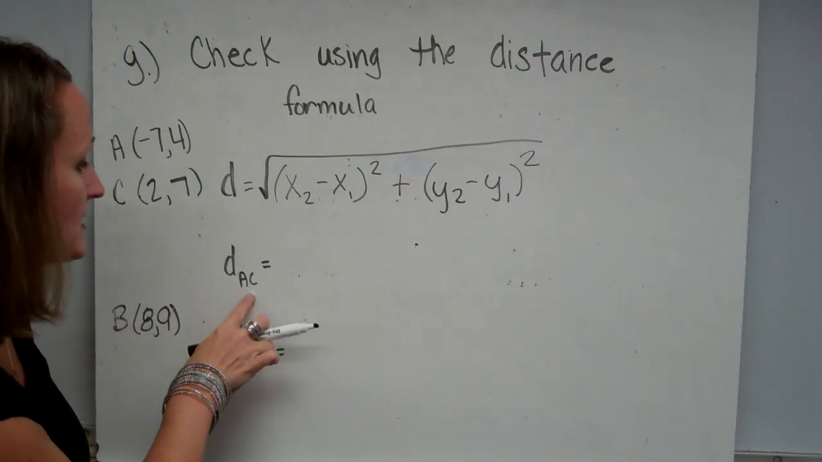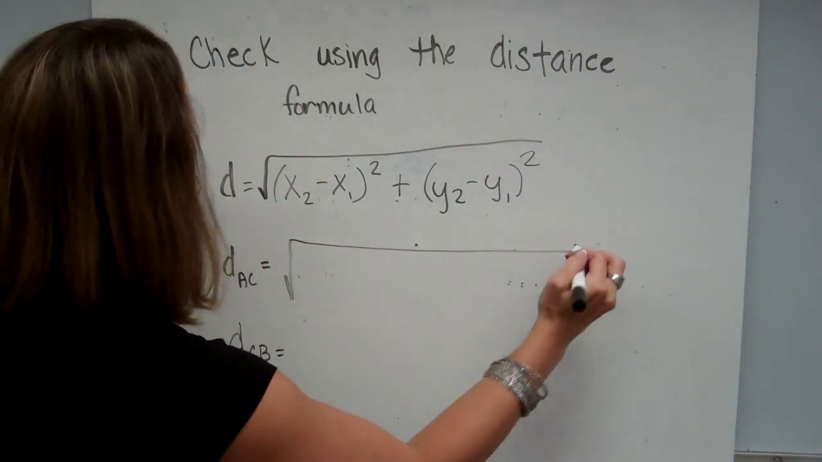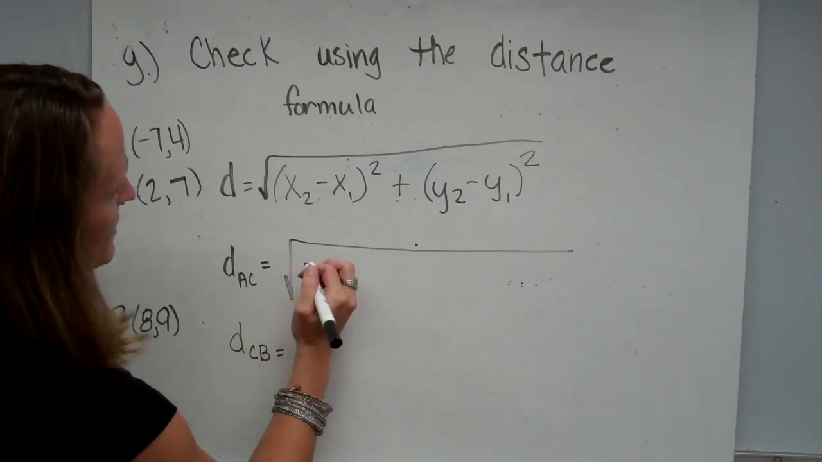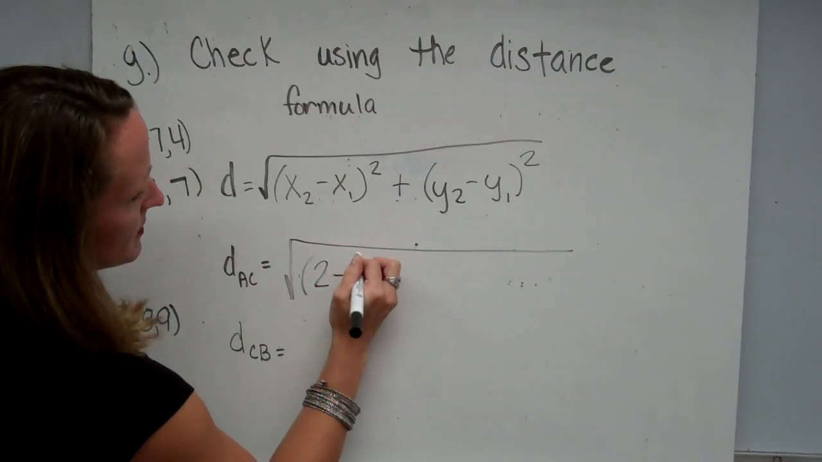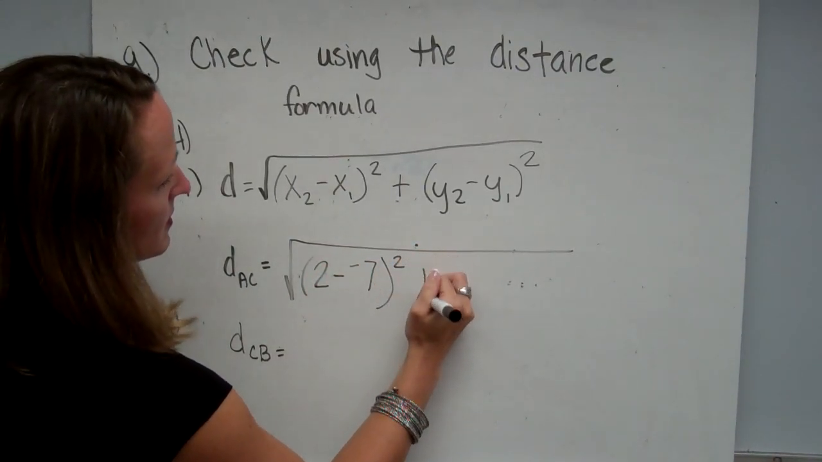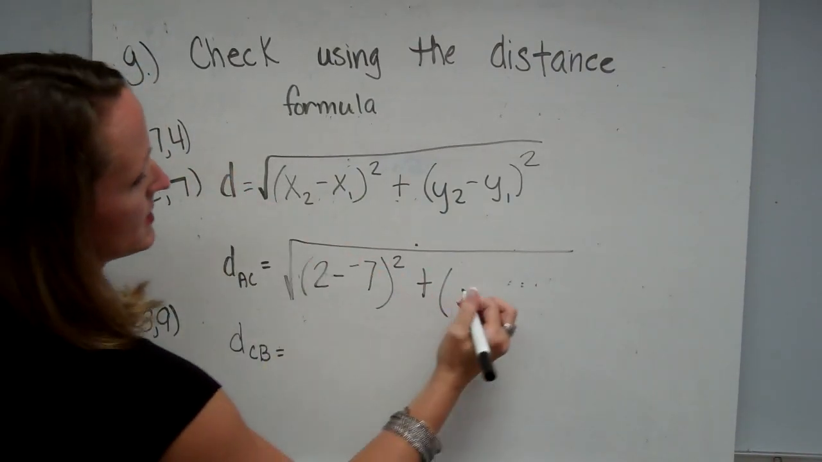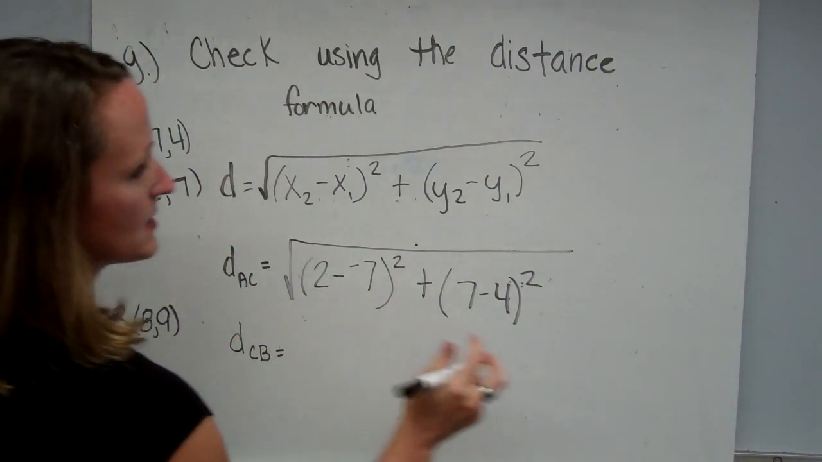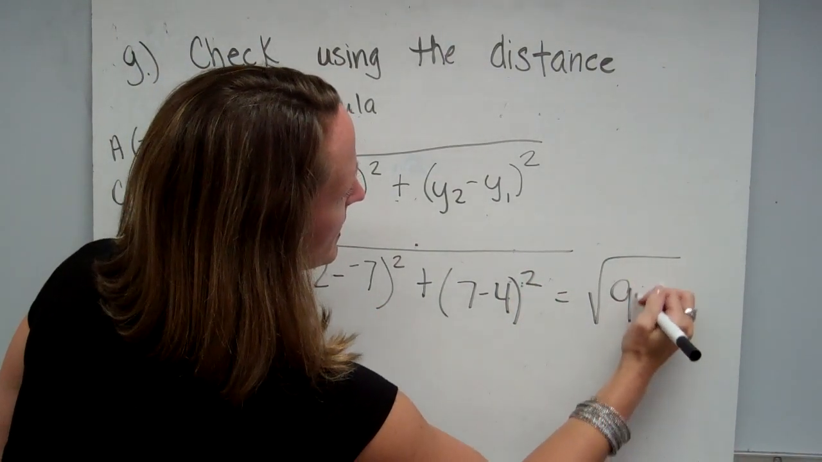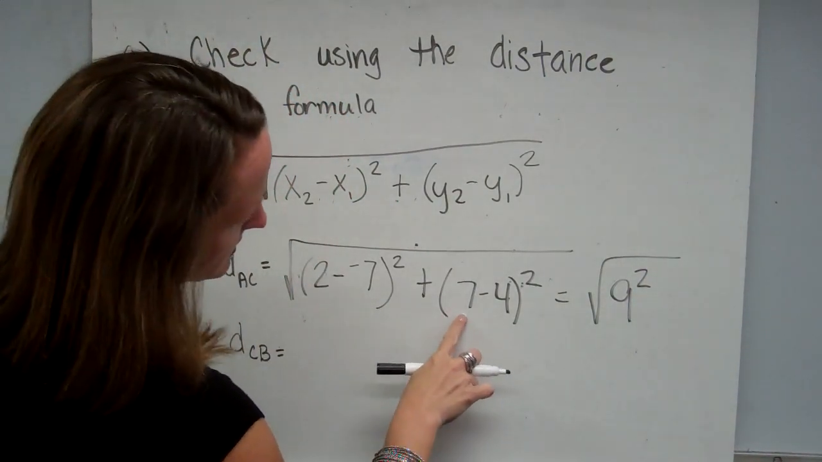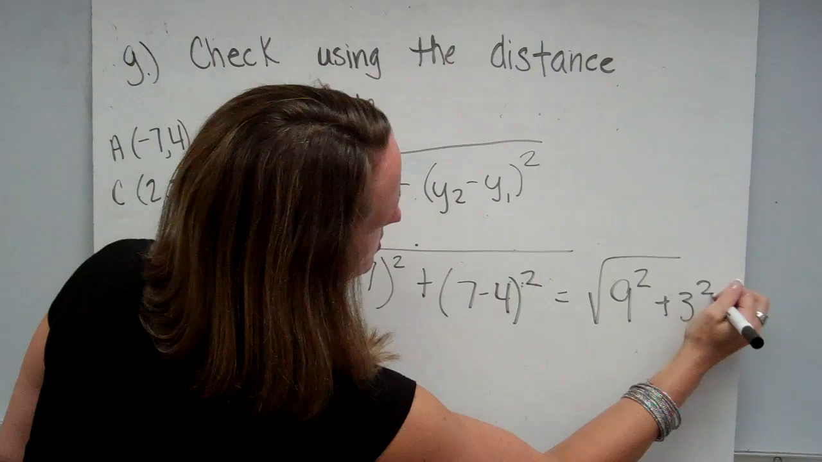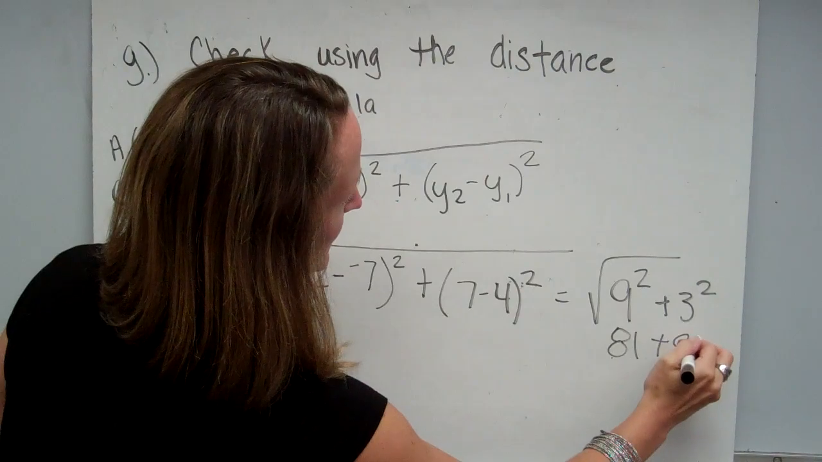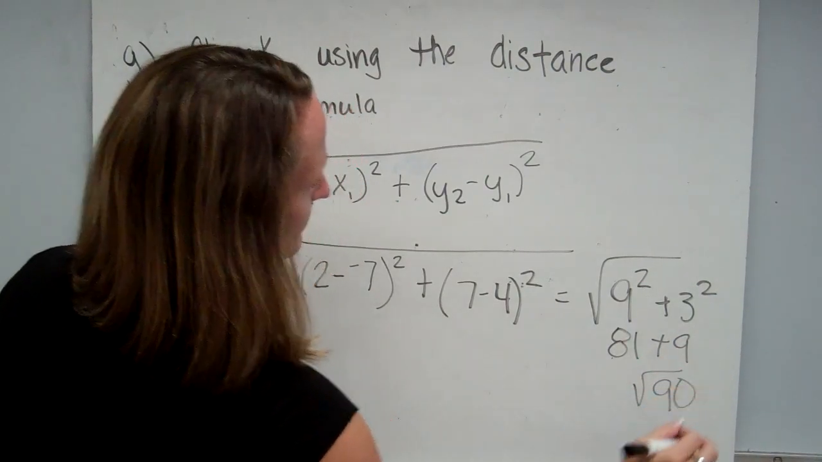So let's first find the distance of A to C. So here's our A and here's our C. So x2, x1, we're going to do 2 minus -7 squared plus y2, y1, 7 minus 4 squared, which is going to give us 9 squared plus 3 squared, so we get 81 plus 9, or square root of 90.